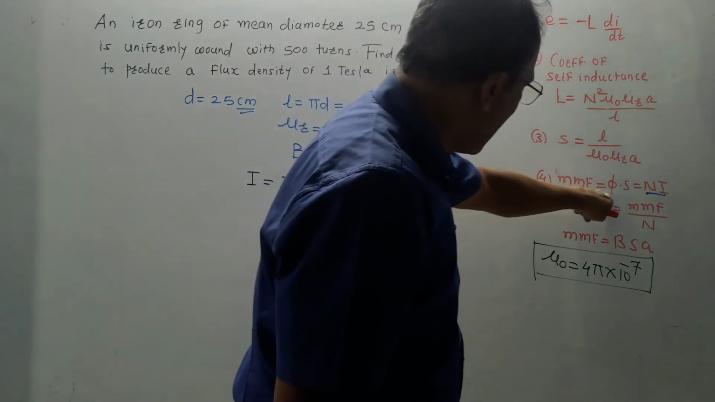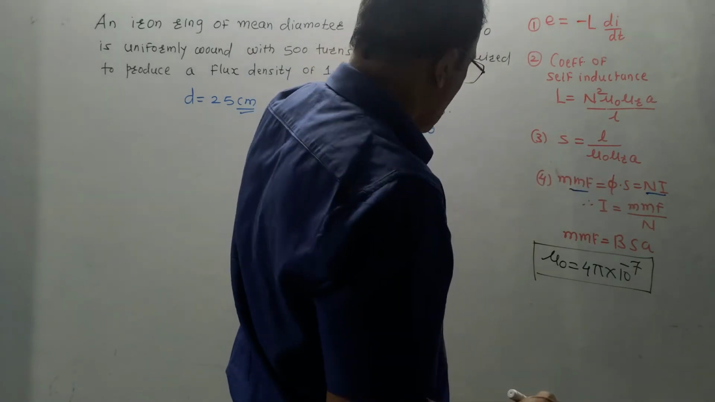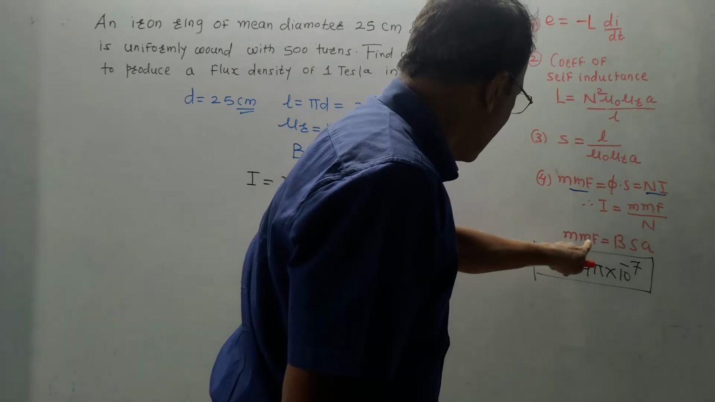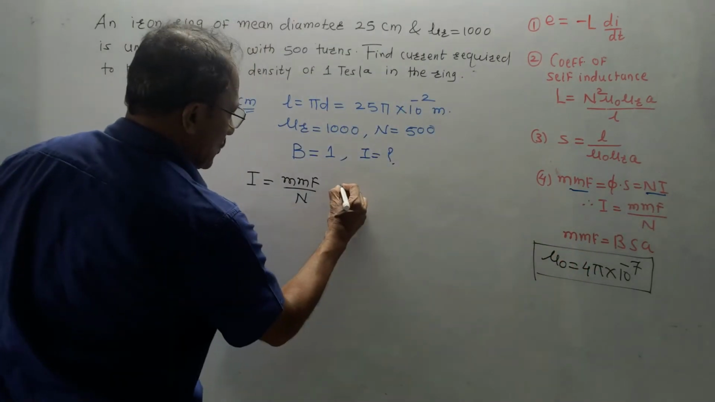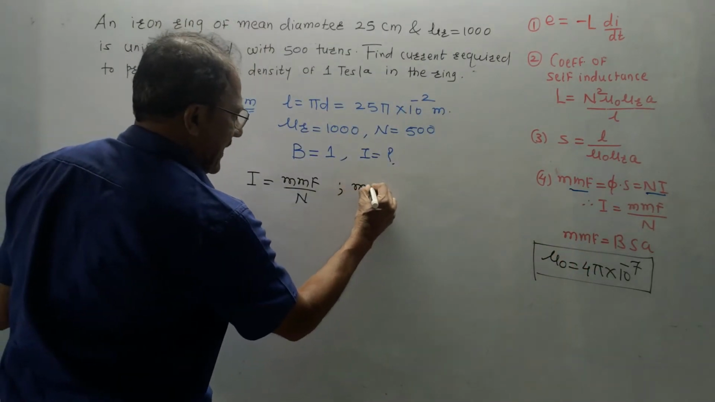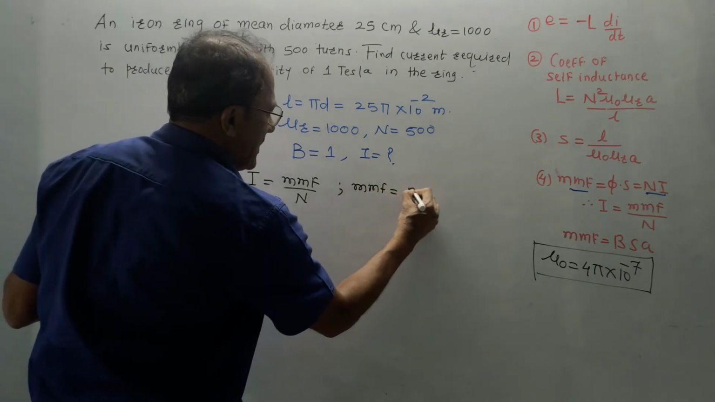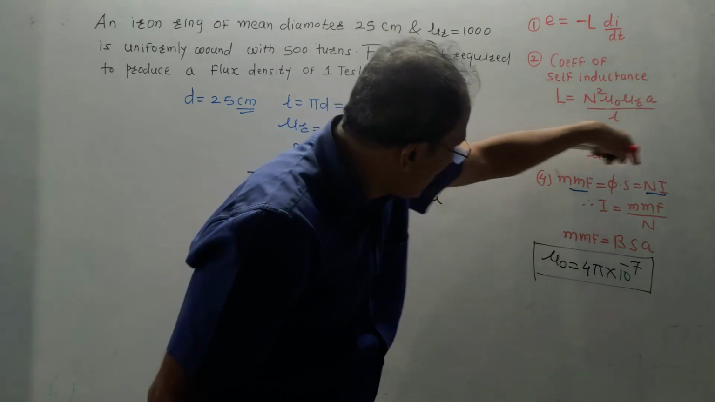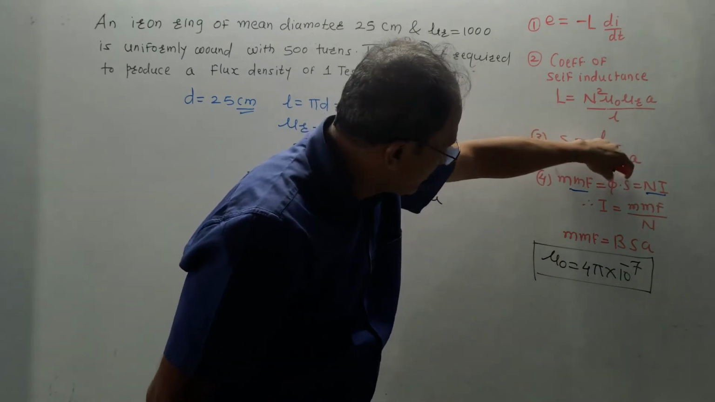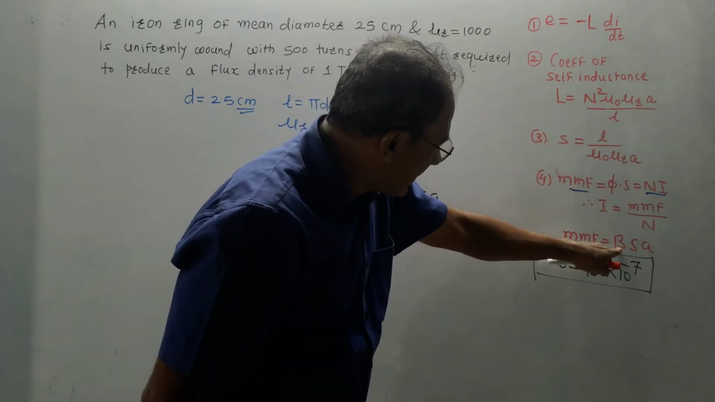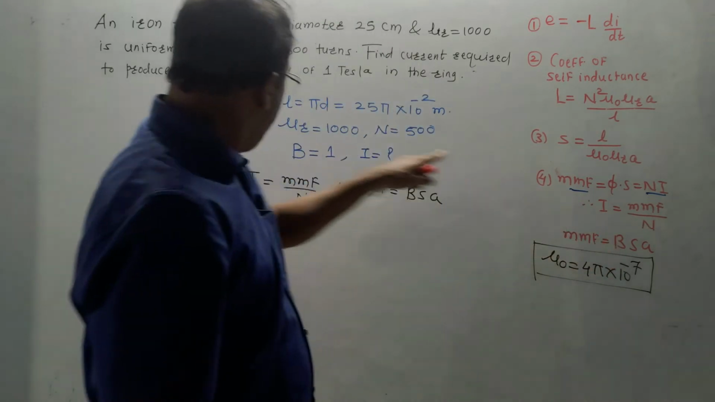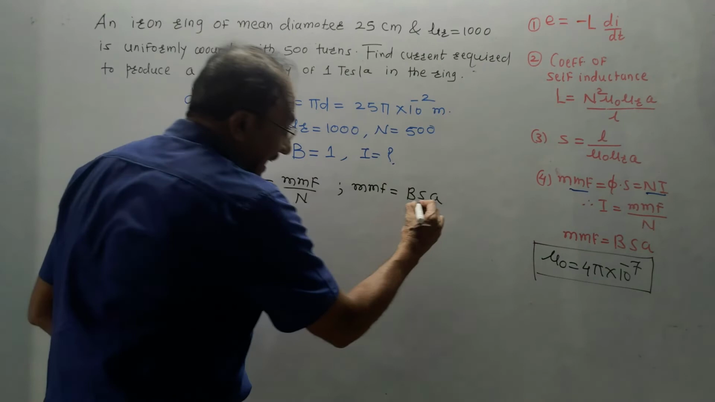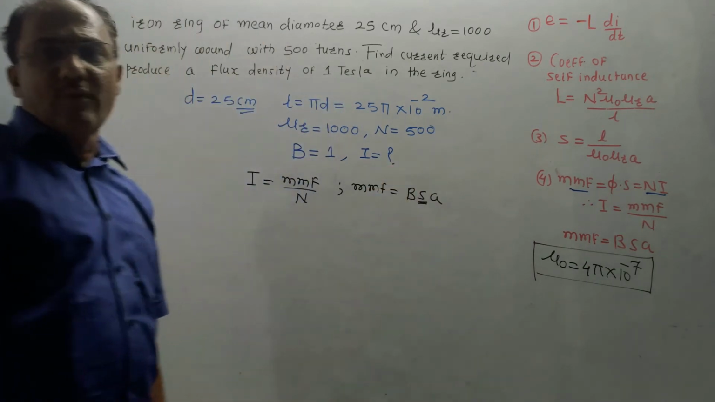One formula is phi into S. Phi is not given in the question. Then NI. From this itself, I have written this formula. One more formula we have. So I will make a list like this: MMF is equal to BSA. Why did I choose this formula? Because phi is not given, so it's of no use, and the other formula is in terms of B. The value of B is given in the question, so BSA. But again the question arises, I don't know the value of S.